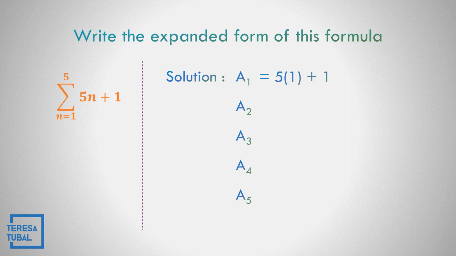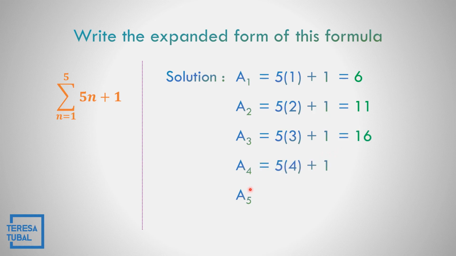So that becomes 5 times 1 plus 1. So the answer is 6. Number 2, second term, 5 times 2 plus 1, that is equal to 11. Third term is 5 times 3 plus 1, that is equal to 16. Fourth term, 5 times 4 plus 1, that is equal to 21. And the fifth term, 5 times 5 is 25 plus 1, that is equal to 26.